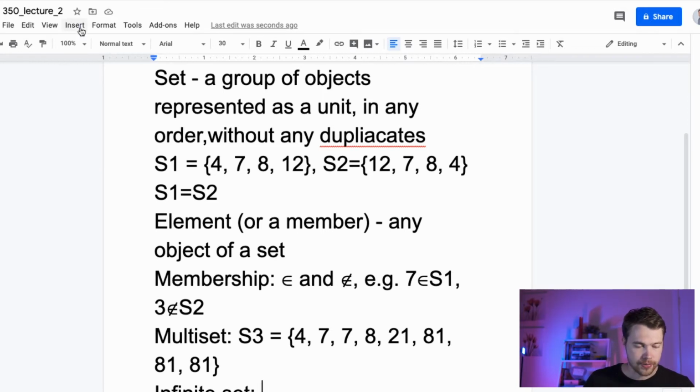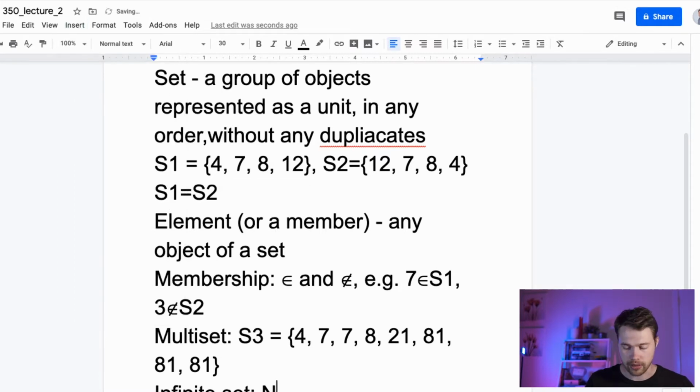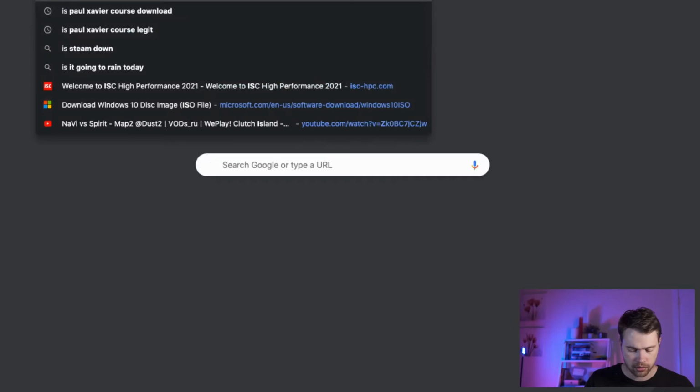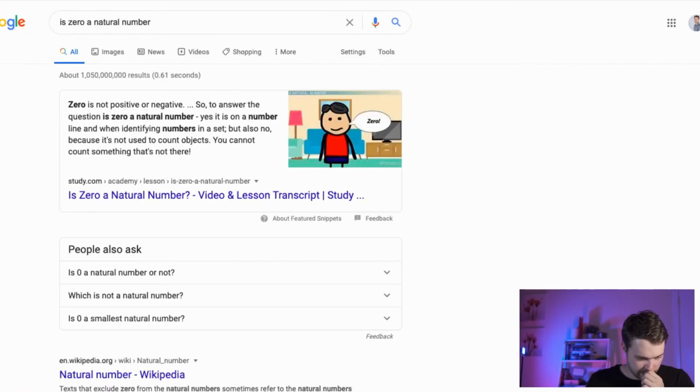So one of the examples would be a set of all whole numbers. Let's say N, for example, the set of all natural numbers, right? It will be 0, I think, hold on, there'll be 1, right? Is 0 a natural number? Question: is 0 a natural number? Yes, it is a number.